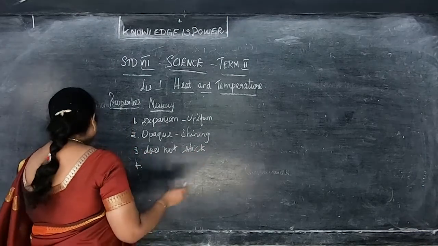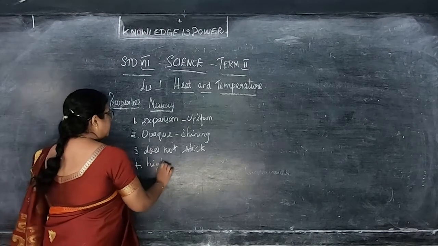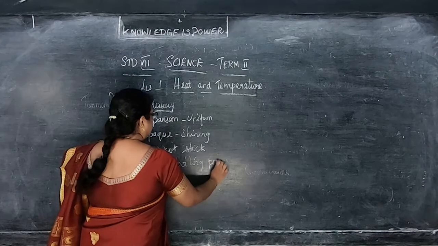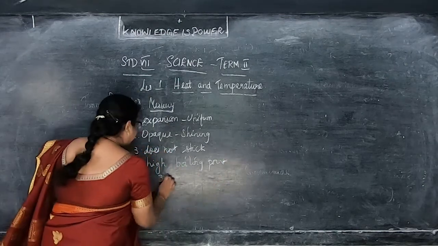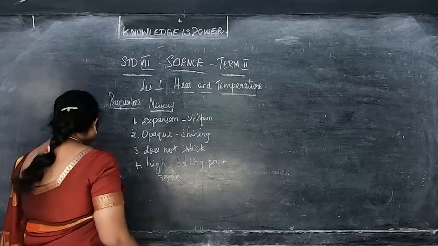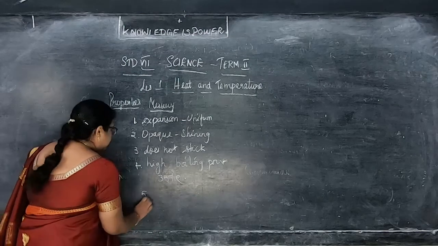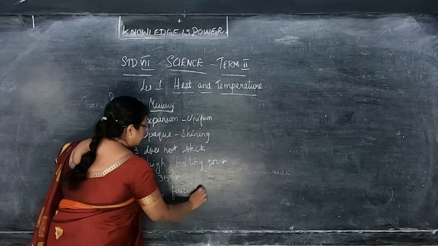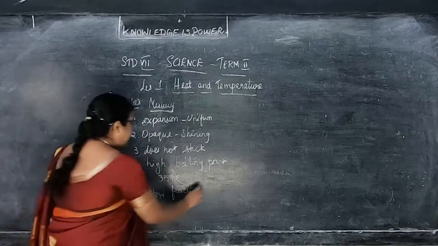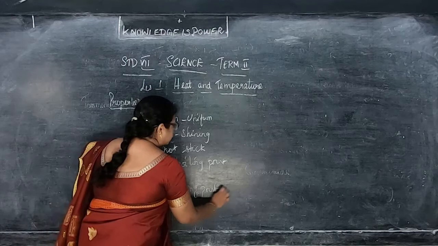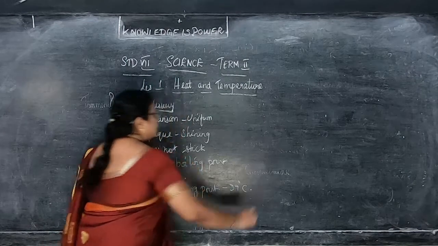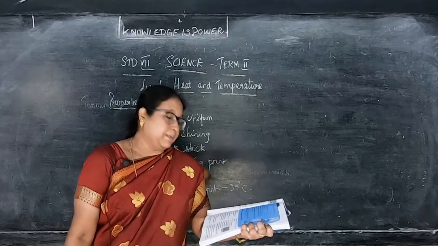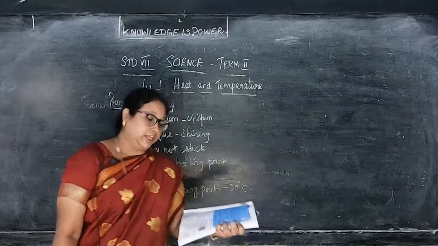And then it has a high boiling point of 357 degrees Celsius and a low freezing point of minus 39 degrees. So think, children, minus 39 means how it will be, okay? It's very, very low. Hence a wide range of temperatures can be measured using a mercury thermometer.